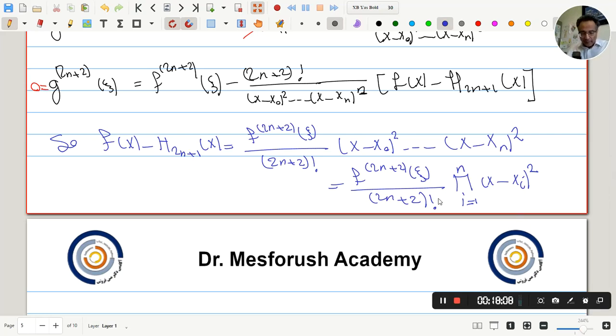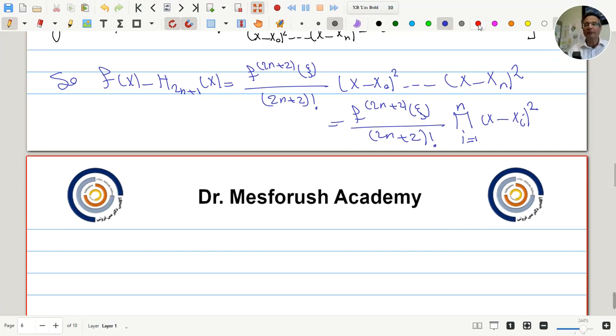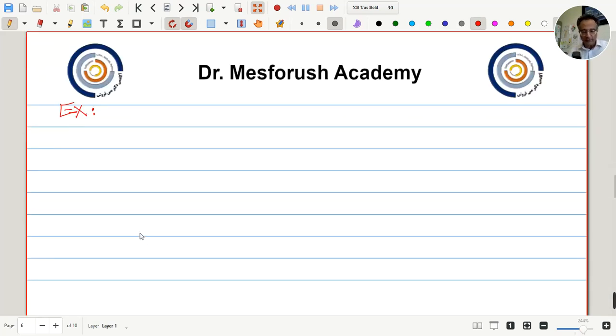Now let me just give you an example about the use of this theorem. Let me try to find an interpolating polynomial using the theorem. Find Hermite.